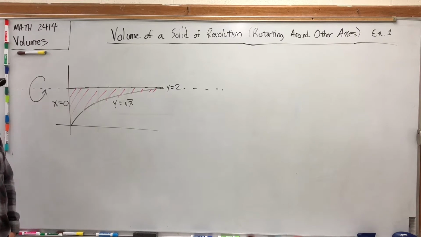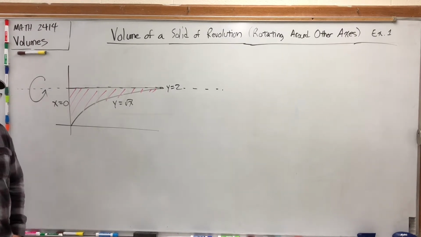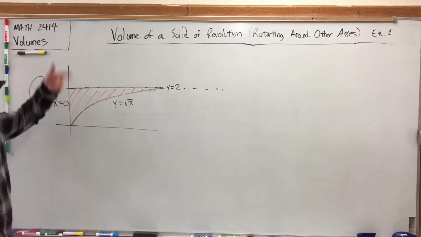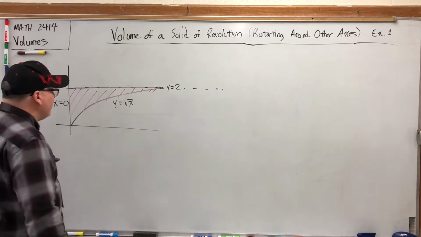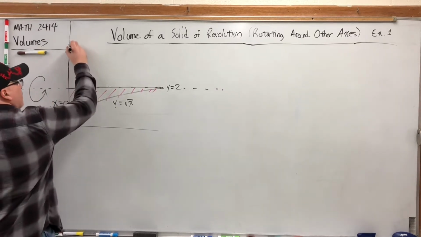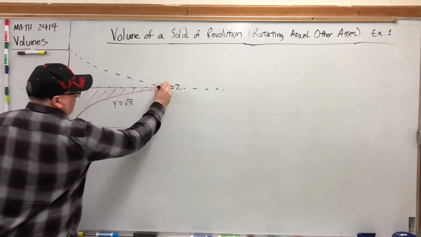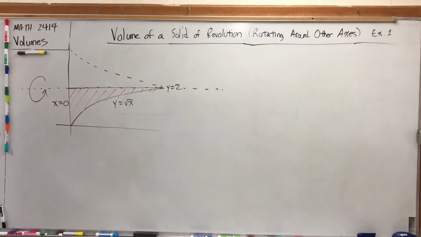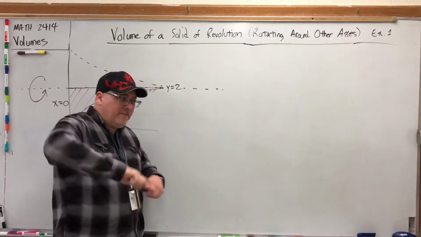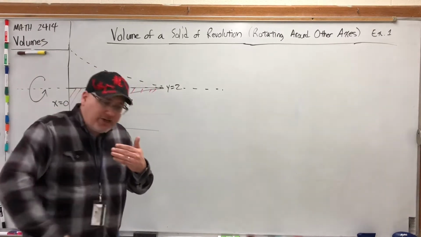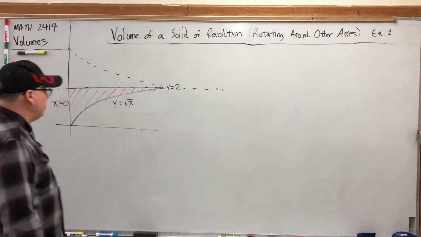Now the good news is the axis of rotation is a boundary for the lamina, which means when we rotate it around there, we're not going to have any holes. This won't be the washer method, this will be the disc method. But the problem is, how are we going to find the volume of its cross-section? Keep it along the lines of, take a cut perpendicular to the axis of rotation.